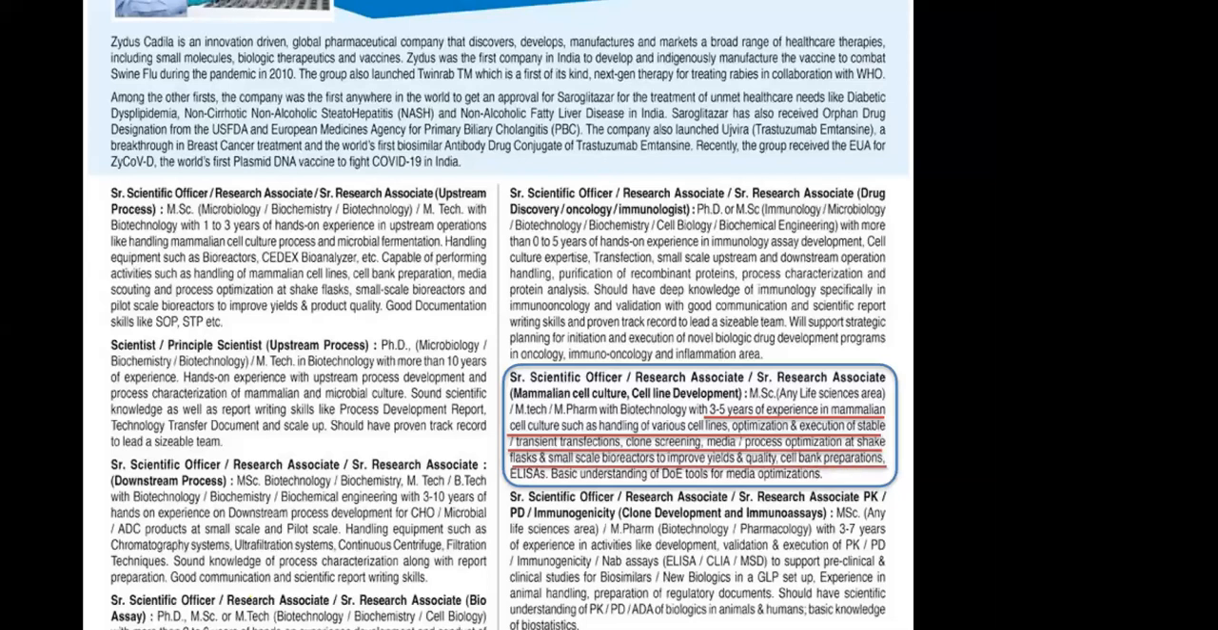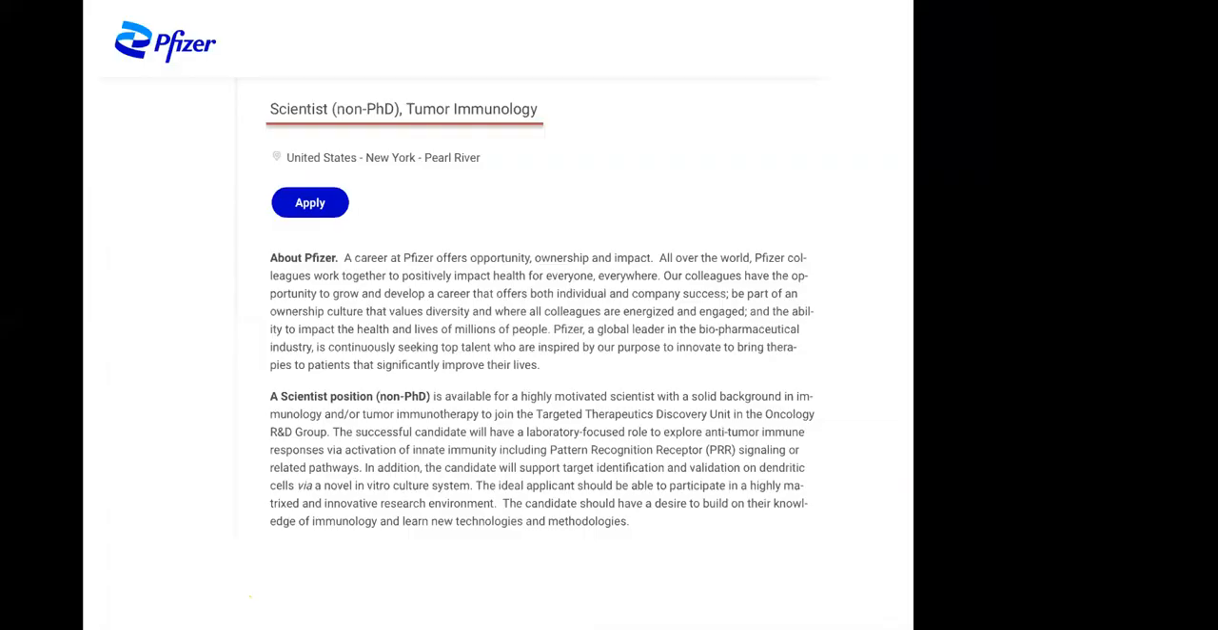So this is a typical one. This comes from Zydus Cadila. I have one more such opening that I would like to show you here. It comes from Pfizer, and this is from the United States. They actually require a scientist for tumor immunology, and they expect a person who should have relevant work experience.